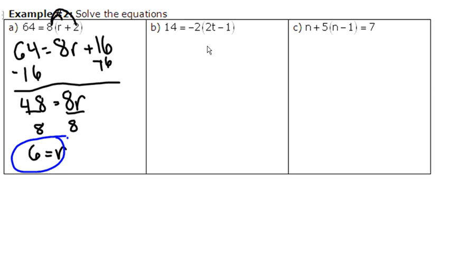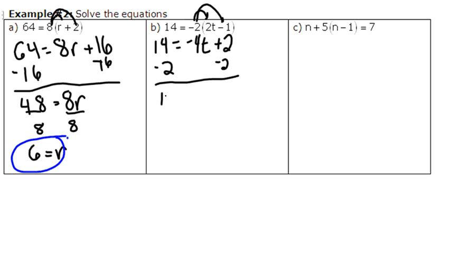So B is the same exact thing. I'm going to take the negative 2 and I'm going to distribute it to both terms inside the parentheses. So I have 14 equals negative 4t plus 2 because it's negative 2 times negative 1. Now from here, I'm going to subtract the 2. So 14 minus 2 is 12. So I have 12 equals negative 4t.